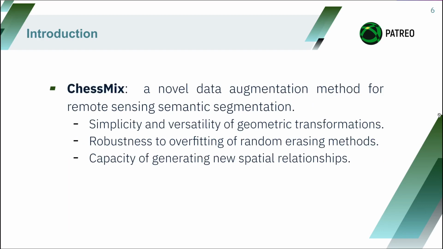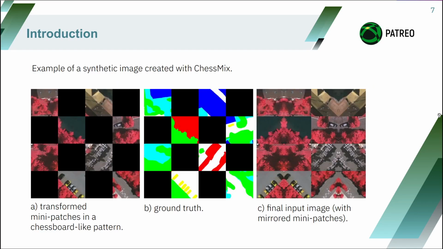We noticed that there is a gap in the literature for methods made specifically for remote sensing semantic segmentation. Thus, we proposed ChessMix, which is a novel data augmentation method in this context. We try to bring the advantages of different data augmentation methods to ChessMix, such as the simplicity and versatility of geometric transformations, the robustness to overfitting of random erasing methods, and the capacity of generating new spatial relationships from oversampling methods. Here we have an example of a synthetic image created with ChessMix.